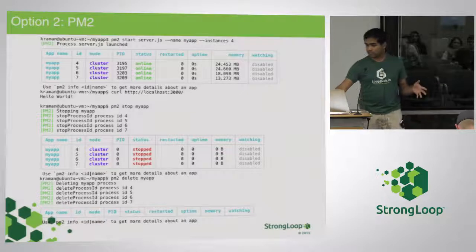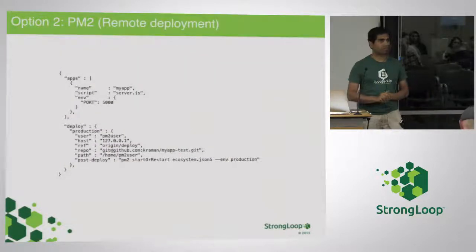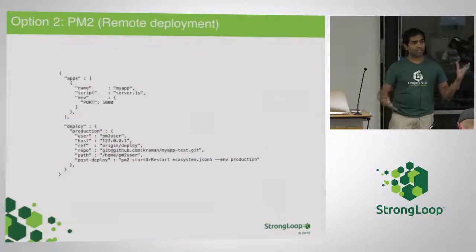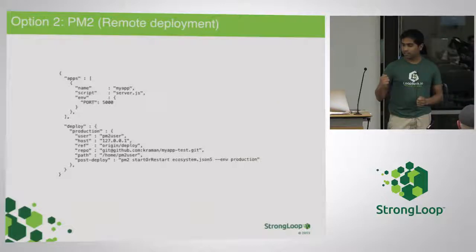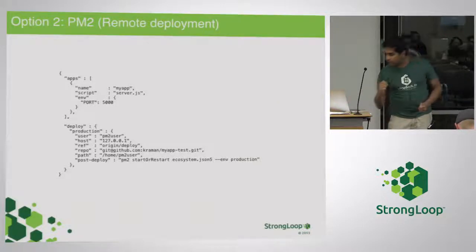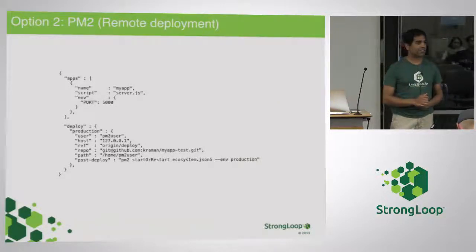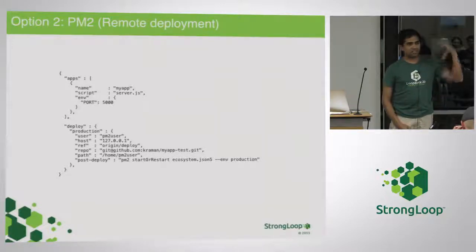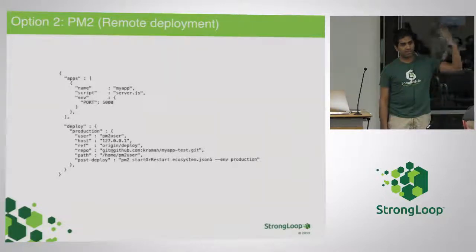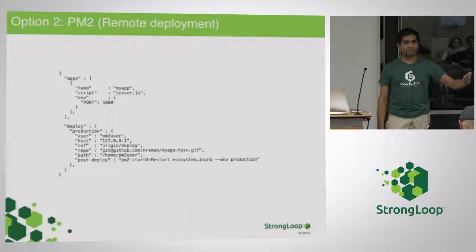But the cool thing is this will allow you to run remotely. So when you want to run remotely, you would give it, they call it the ecosystem JSON file. It has 2 sections. The first one says what you want to run. The second one says where you want to run it. Right?